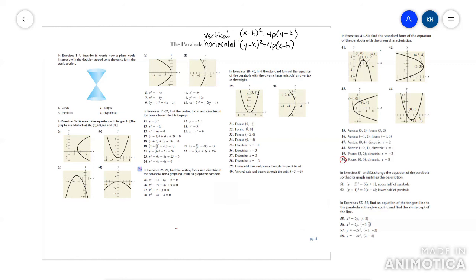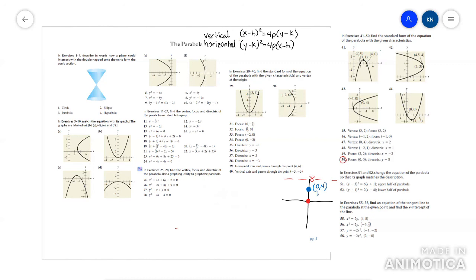Number 50, if I approached it, 50's going to work. I would throw it onto the graph before I even try to do anything. So I have a focus here at 0, 0. Not a vertex, a focus. I have a directrix at y equals 8. That's a horizontal line at 8. You need to realize that your vertex is going to be smack dab in the middle of these, which puts it at the point 0, 4.